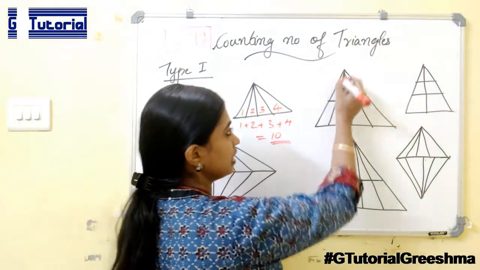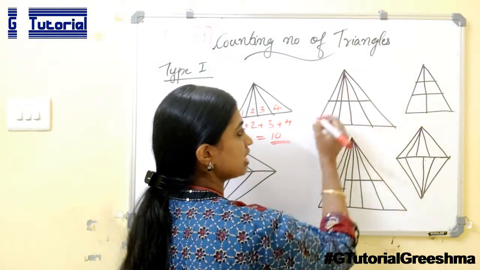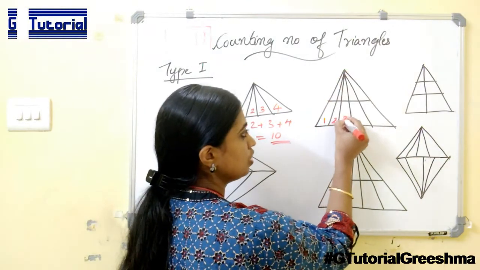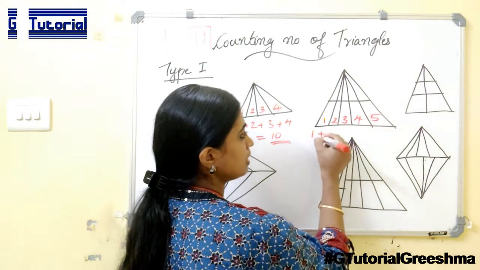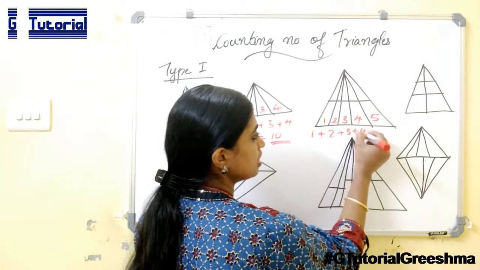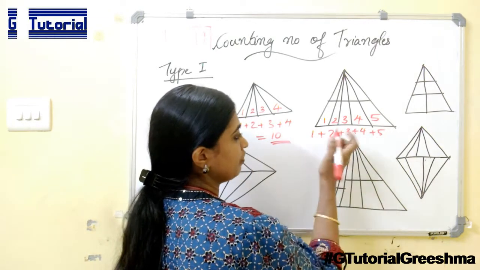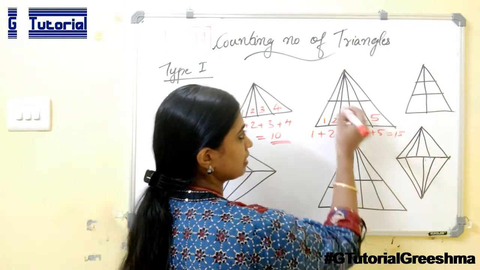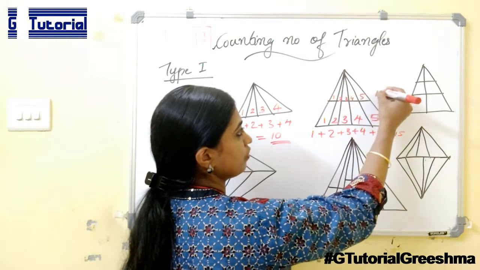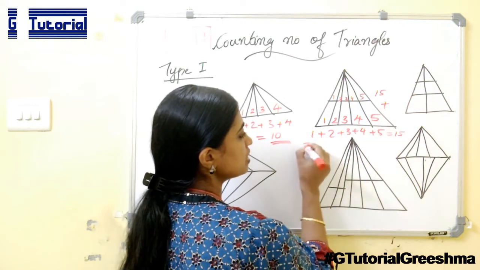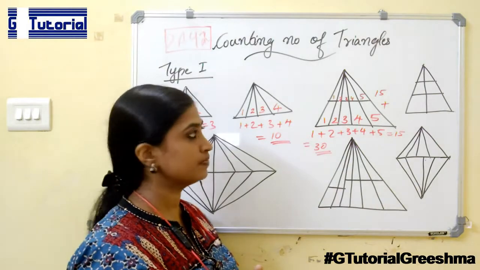Next, here is a larger triangle and there is a smaller triangle. First let us number the larger triangle. 1, 2, 3, 4, 5. The sum of this is 1 plus 2 plus 3 plus 4 plus 5, 10 plus 5, 15. Again let us number the smaller triangle. 1, 2, 3, 4, 5. So its sum is also 15. So 15 plus 15, which is 30. This is the number of triangles in this figure.